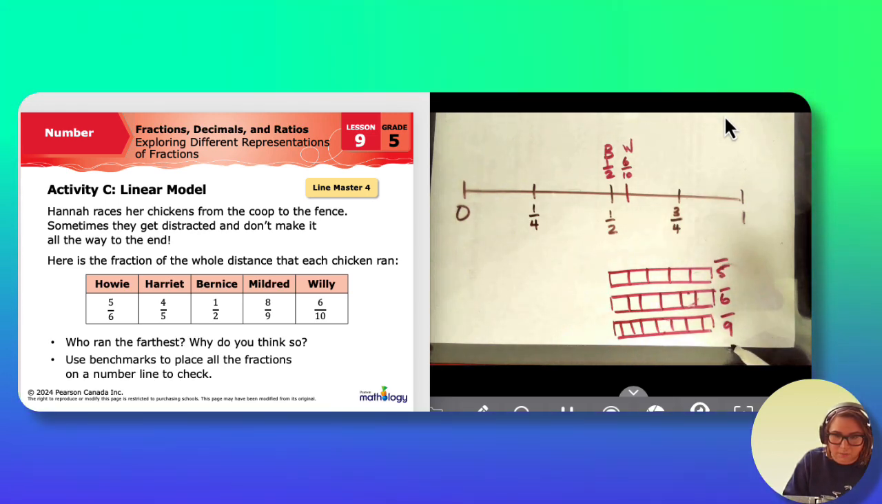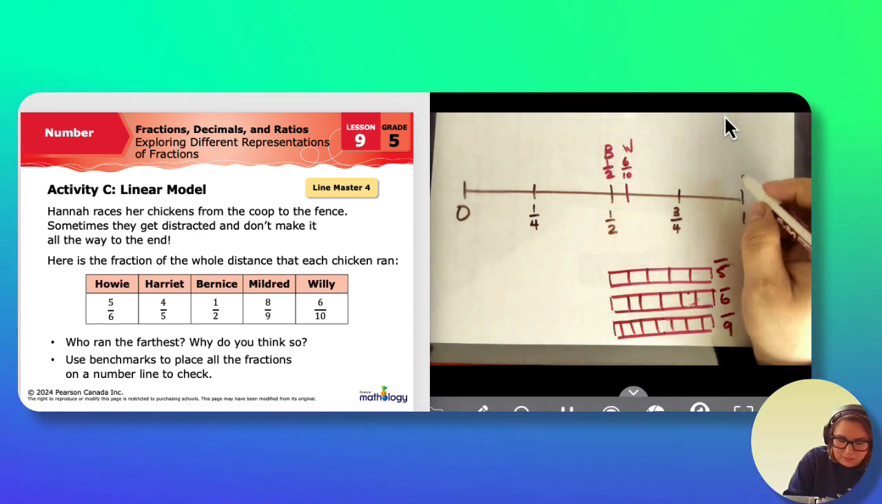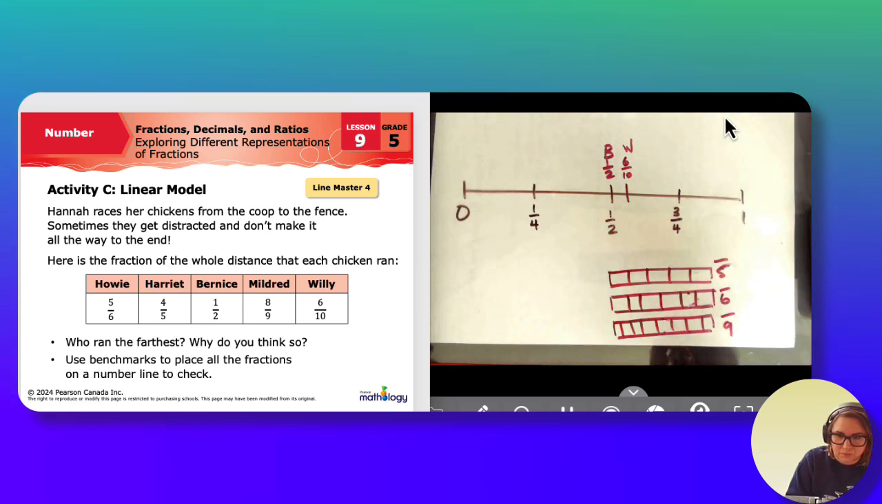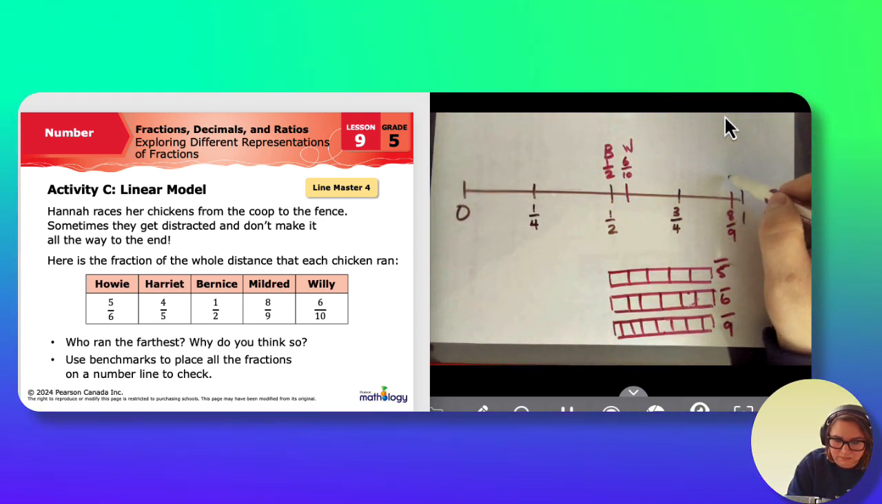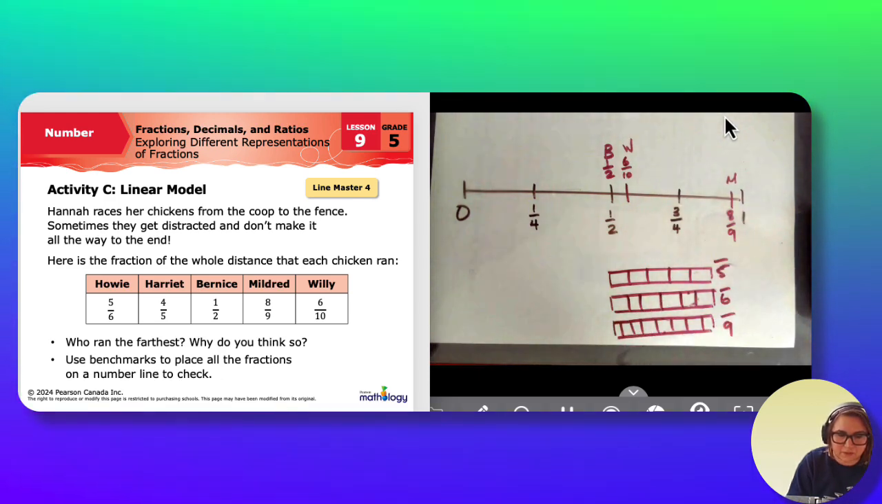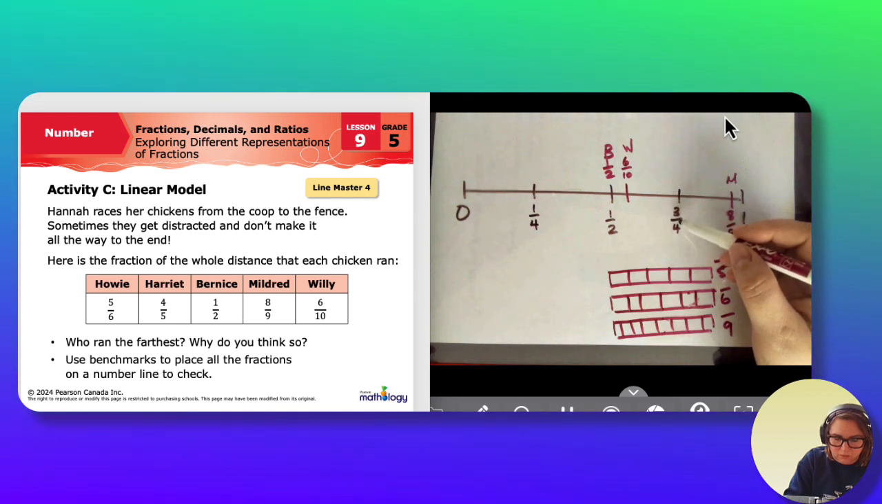The bigger the denominator, the smaller the piece, which means that for example, the 8/9 is going to be closer to 1 because that extra ninth is really, really small. So I'm going to say that 8/9 is here. Whereas 4/5, that last fifth to get up to the 1 whole is going to be a bigger chunk than the ninth, right? So I think that 4/5 is greater than 3/4.